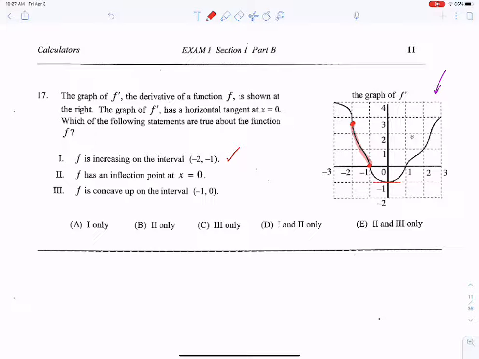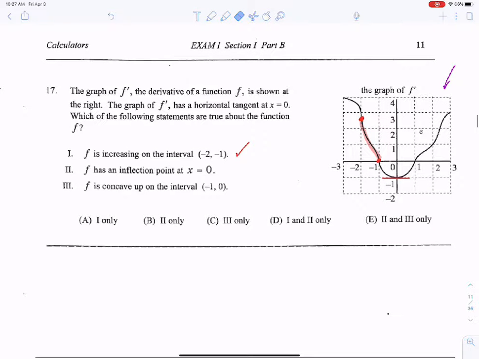Second, f has an inflection point at x equals 0. Okay, well, if it has an inflection point, then what should be happening is the function should be changing concavity at that point. Actually, the slopes of the tangent lines should be changing from increasing to decreasing at that point. So let's see. I think you guys would agree that if we were looking at the slopes of our tangent lines, these are all negative, then they are all positive. So the slopes of the tangent lines did change. So right here does have to be an inflection point.